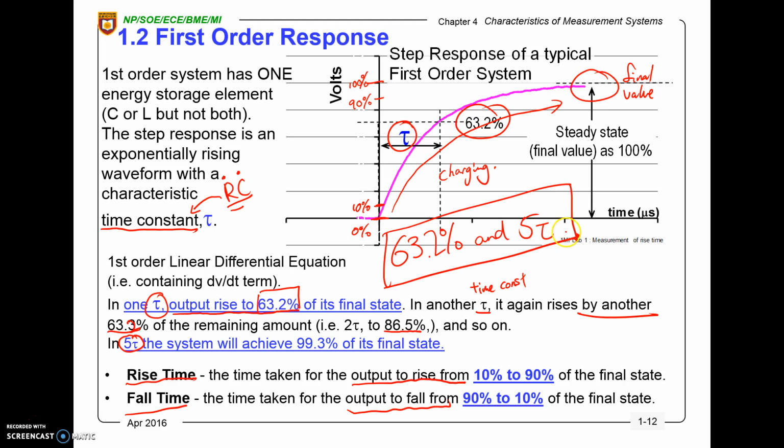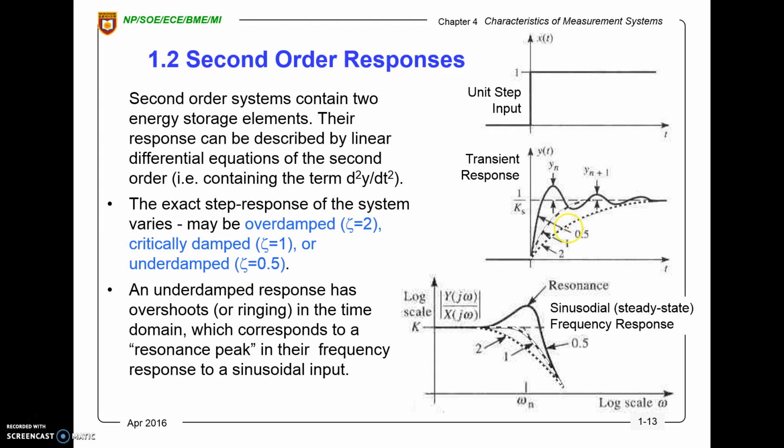Next, we talk about the second order system. In a second order system, you have two energy storage elements, which means you have either two capacitors or inductors, but you must minimally have two of them. In that case, the differential equation used to describe this system would have d2y over dt squared. For example, when we have that, we have this thing called damping.